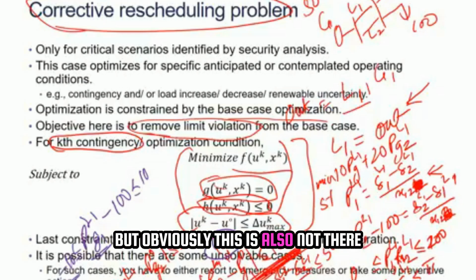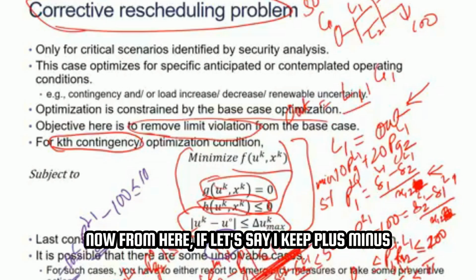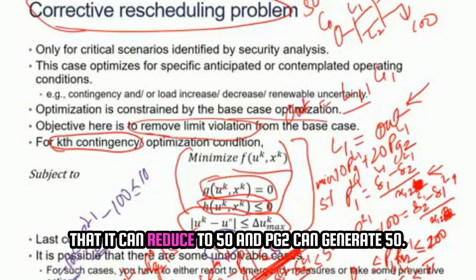But obviously this is also not there in corrective rescheduling. Again, I'm not supporting that. Prasenjit was partially correct. In corrective rescheduling, you cannot switch off the generator. The generator will remain, and then you have to take a decision. So this is an issue. Now from here, if I keep plus minus 50, then obviously you can see that it can reduce to 50 and PG2 can generate 50.